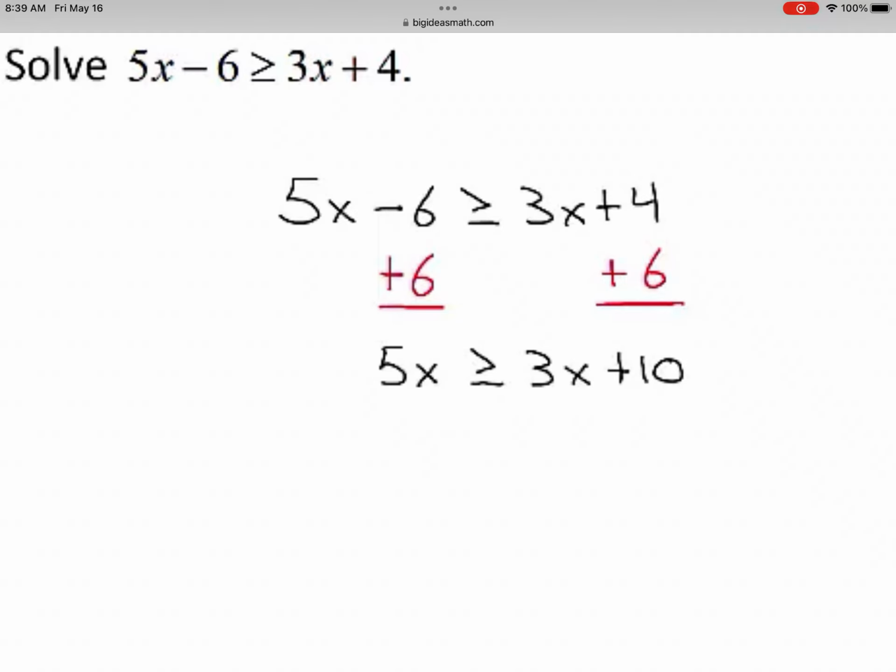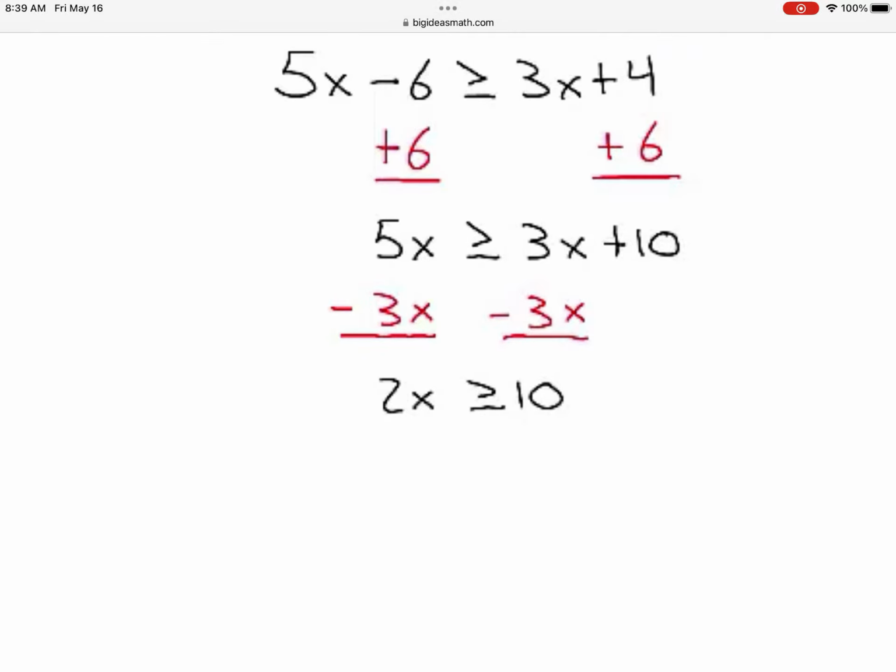Next, subtract 3x from each side of the inequality to combine the terms containing x. Because 5x minus 3x is 2x and 3x minus 3x is 0, 2x is greater than or equal to 10.